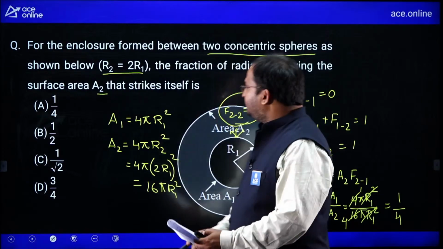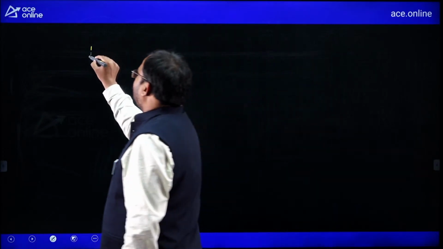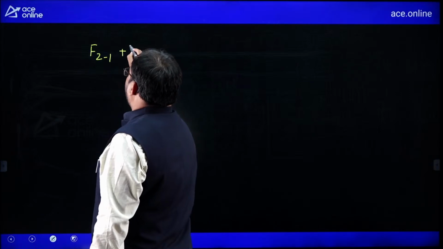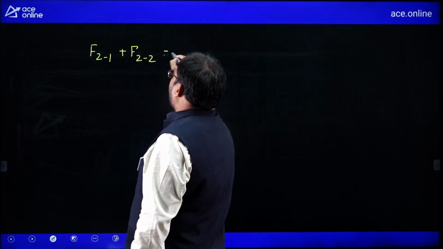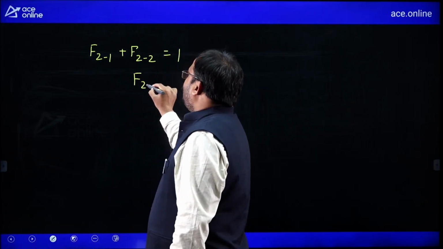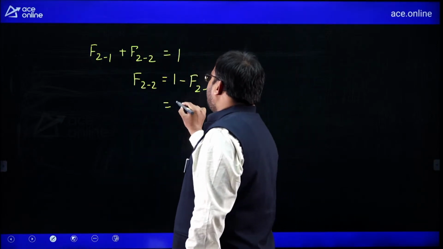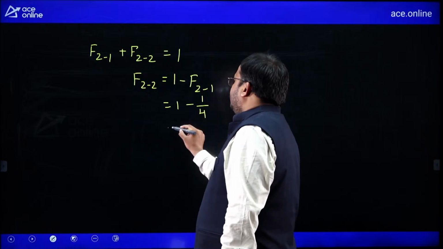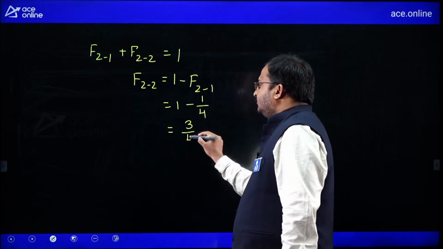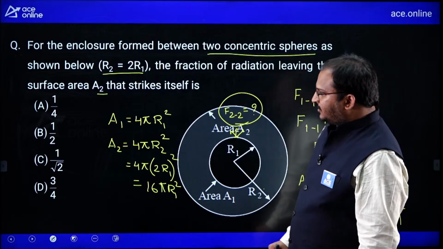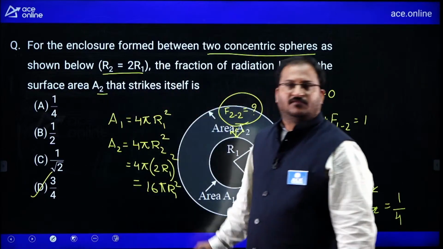So, what should we do again? Use the summation rule. F21 plus F22 is equal to 1. So, from this F22 is equal to 1 minus F21. So, 1 minus 1 by 4, you will get the answer as 3 by 4. So, 3 by 4 is the answer, dear students, option D will be correct for this question.